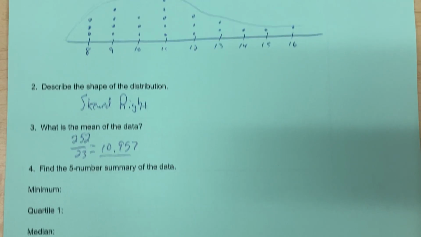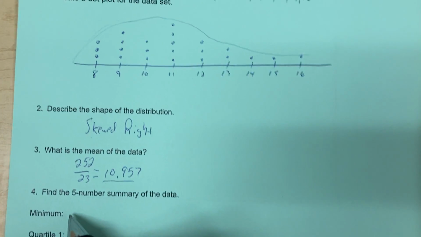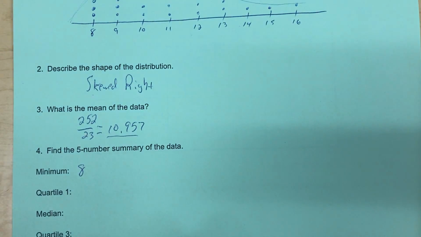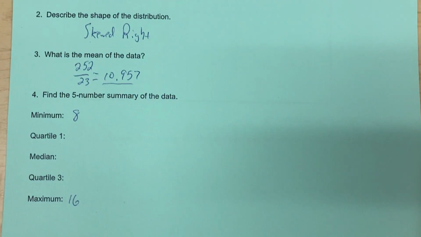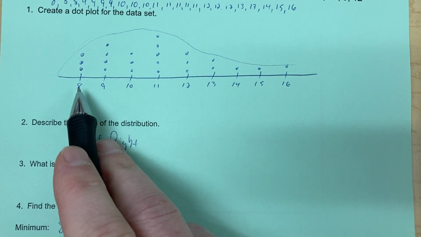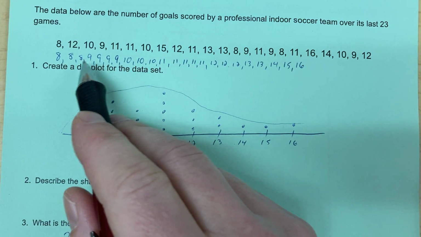All right. Now, our 5 number summary, for that we're going to take the minimum. What was the smallest value? That was 8. The maximum value was 16. All right, so that's easy enough. Median, then we go to the middle. 23 numbers. We're going to have 11 on one side, 11 on the other. The 12th number will be the middle.